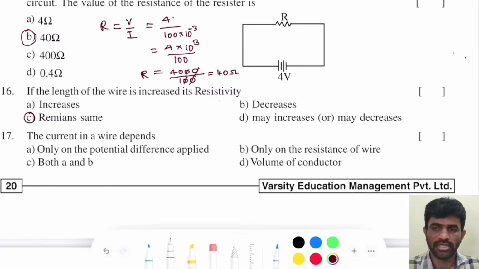Charantej, it is not B. It remains the same because it is resistivity. If it were resistance, it is directly proportional and it increases. When length increases, resistance also increases, but resistivity will not change.